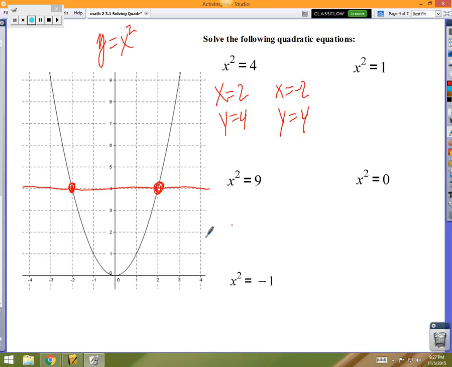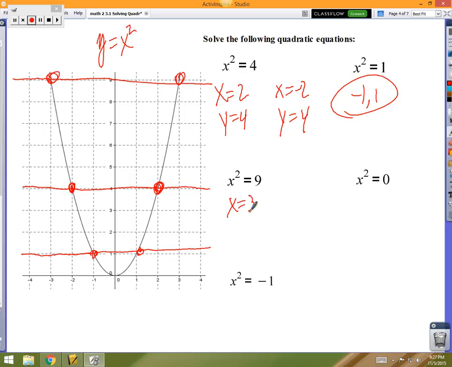When is it going to spit out a 1? It crosses the 1 twice. A negative 1 will give you a 1, and so will a positive 1. When is it going to cross 9? Crosses 9 clear up here. But the big picture is, there's going to be 2 solutions because it's a parabola. You're going to cross it 2 times, once on the left side, once on the right side. So x can be 3 and a negative 3.